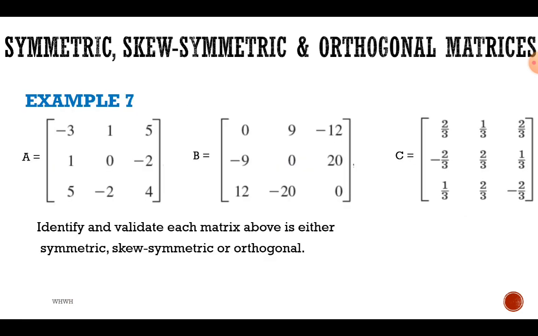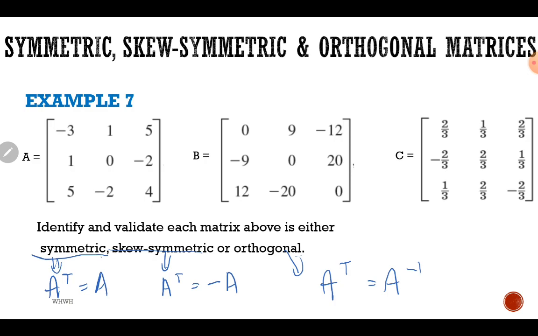So quickly we'll try to solve this example 7. Okay, we'll try to identify, I have a matrix A, B and C. We try to identify matrix A ni apa? Symmetric ke, skew symmetric ke, orthogonal. Okay, remember kalau dia symmetric, then matrix A transpose akan sama dengan A. Kalau dia skew symmetric, then A transpose is equals to negative A. And kalau dia adalah orthogonal, then A transpose is equals to A inverse. Betul ke? Saya pun dah lupa. Betul. A transpose is equals to A inverse.